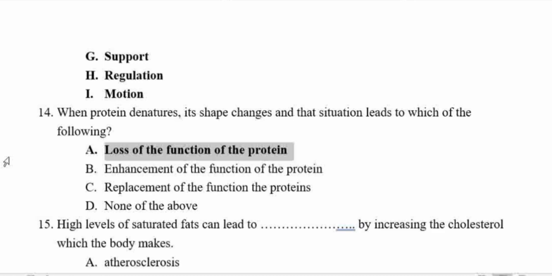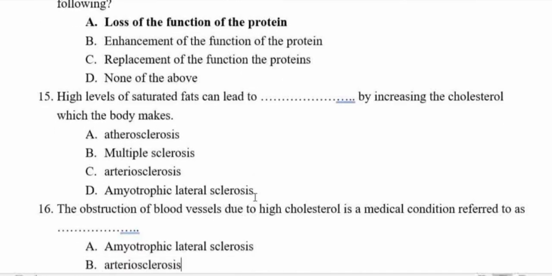So when the structure of the protein is disrupted, the function will be ruined, because the function of a protein is linked with its structure. And so our best option is option A. When a protein denatures, its shape changes, and that situation leads to loss of the function of the protein.